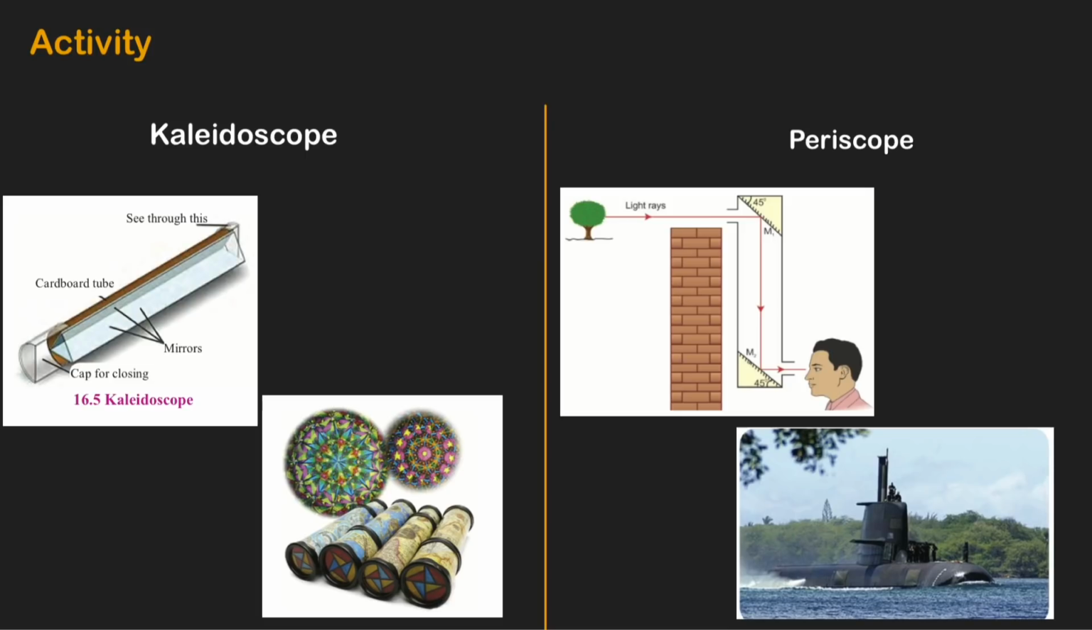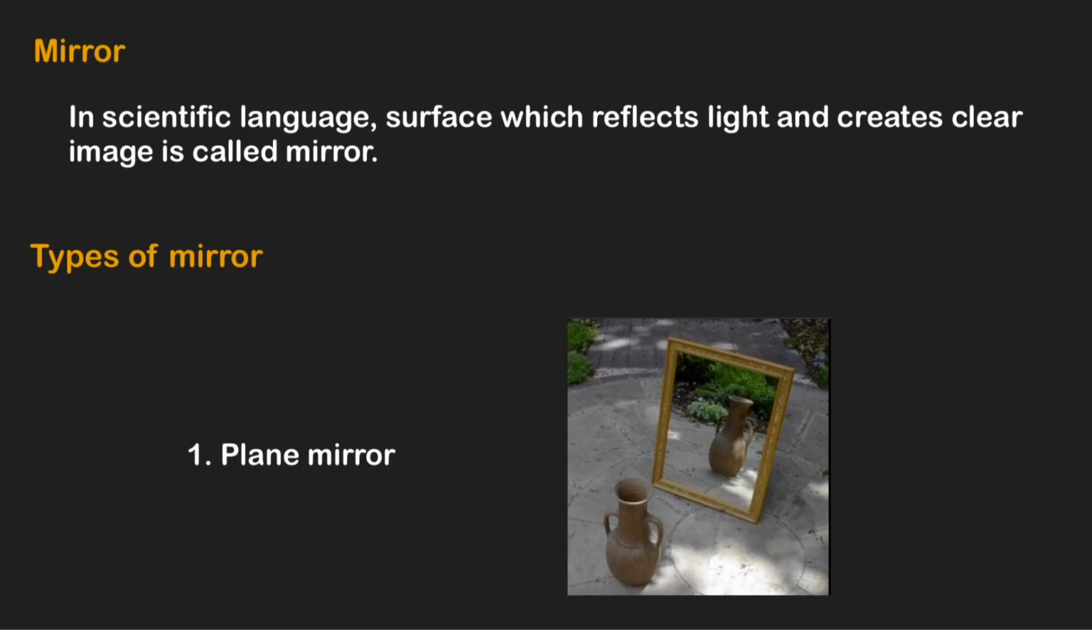Okay, in the next standard, the ninth standard, in reflection of light, you have studied that light reflects differently from different surfaces, and the first point of that topic is mirror and types of mirror. So the mirror is scientifically defined as a surface which reflects light and creates a clear image is called a mirror.